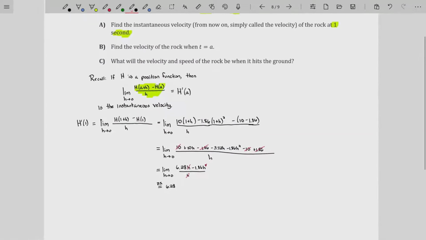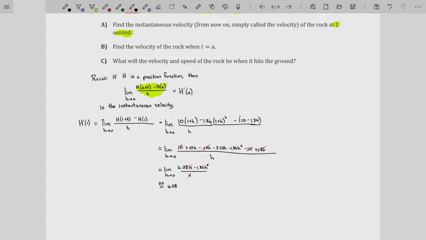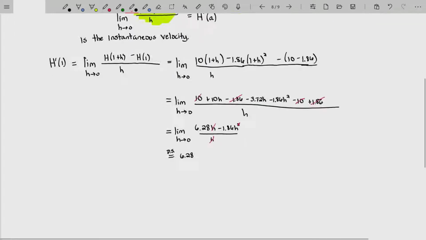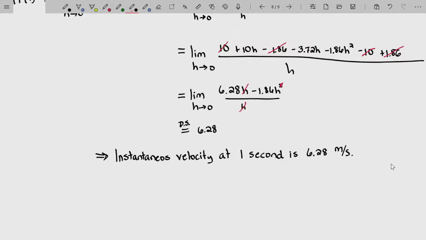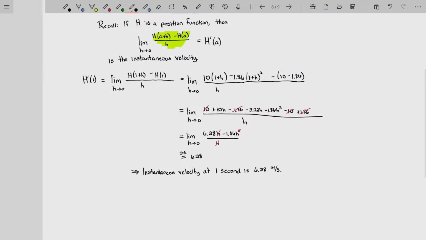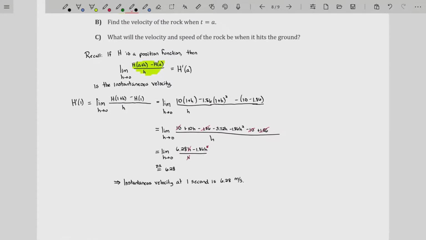And now you have to discuss, what does that mean? Well, if you zoom out, we're answering question A, which is find the instantaneous velocity of the rock at 1 second. Well, this implies that the instantaneous velocity at 1 second is 6.28 meters per second. That's not bad. So that gives us a good idea of that. Now let's go ahead and answer part B. Find the velocity of the rock when t is equal to a.